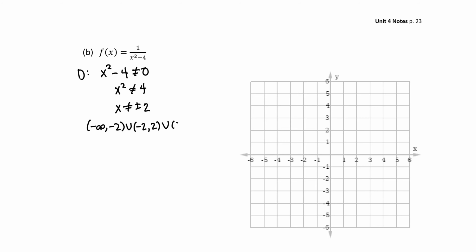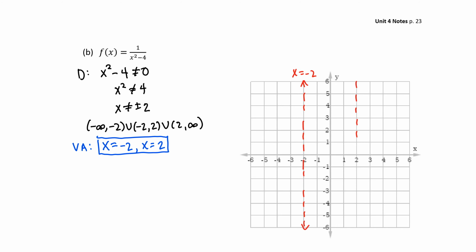Remember, the restricted values of the domain give the locations of the vertical asymptotes, and the equation of a vertical asymptote is x equal to a constant. So this function has 2 vertical asymptotes at -2 and 2. I'll go ahead and sketch those in as dashed lines on my graph, and I'm going to be careful to label them both with an equation.